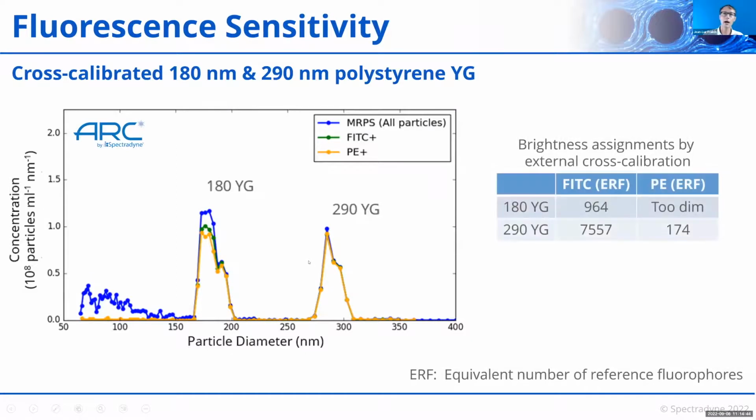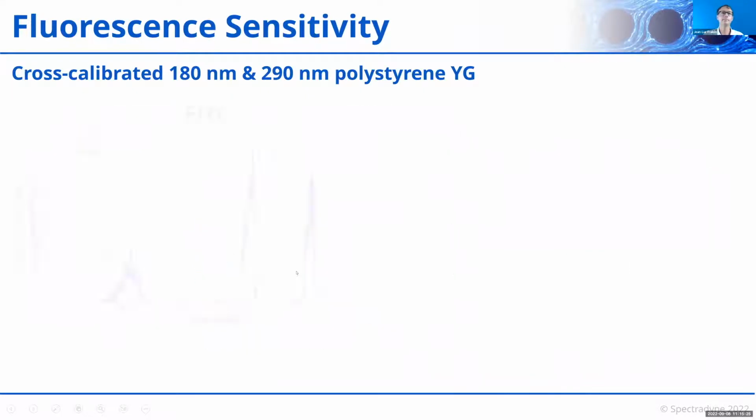And we have had these particles cross-calibrated on a flow cytometer, because they're big enough for that, to become our spike-in standards at Spectradyne. So we know that the 180 YG beads are as bright as 964 FITC molecules, and the 290s have appropriate values also. This measurement of the 180 YGs for the PE channel, they were too dim for the flow cytometer to accurately obtain an assignment for this sample. So let's look at these in terms of brightness now.